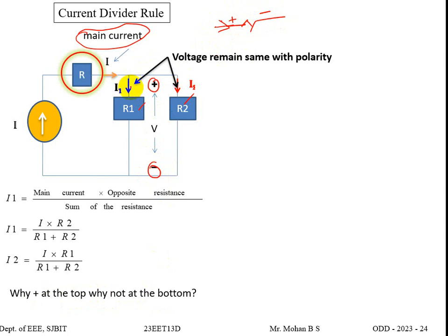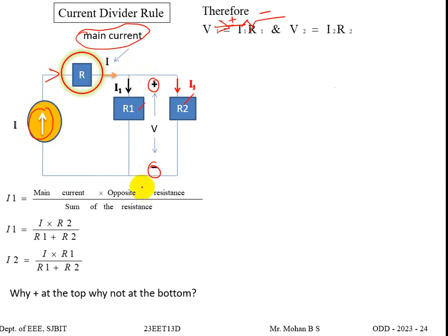So why is the current going down here? Because according to the source, the current is moving upwards. It moves right and comes downwards. Now we know that V1 is the voltage across R1 and V2 is the voltage across R2, which is nothing but I1 into R1 and I2 into R2.